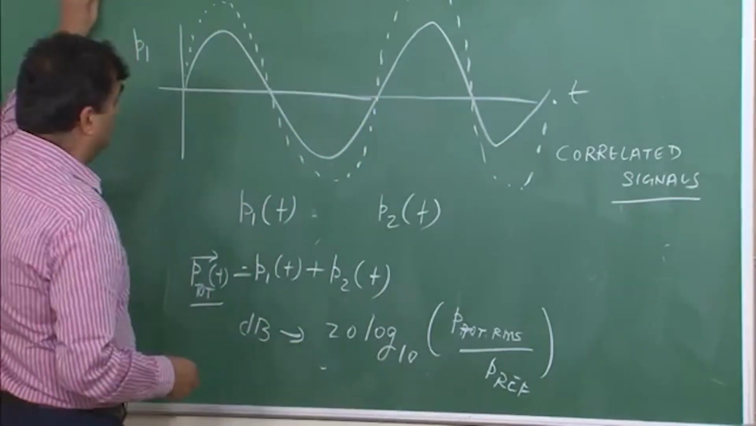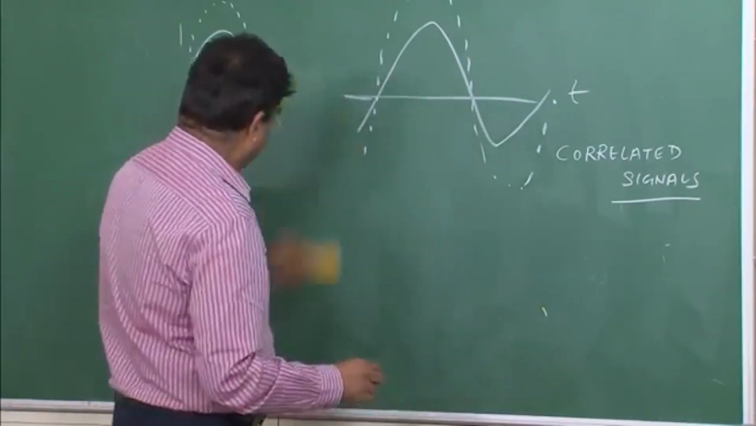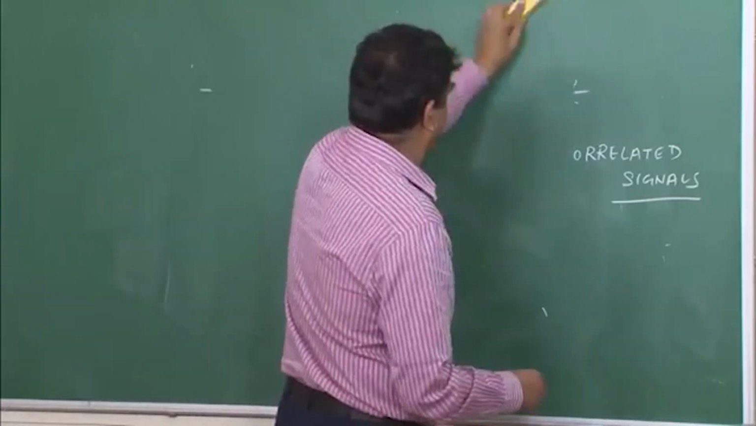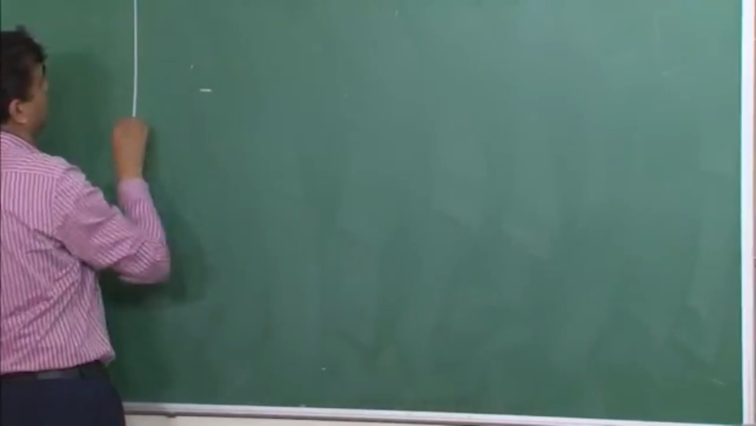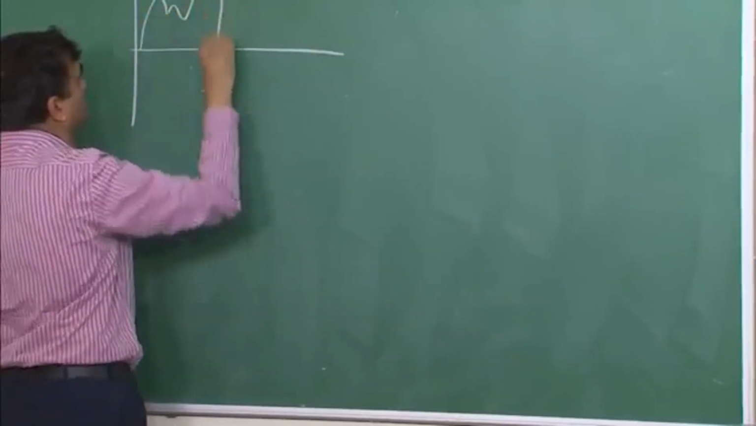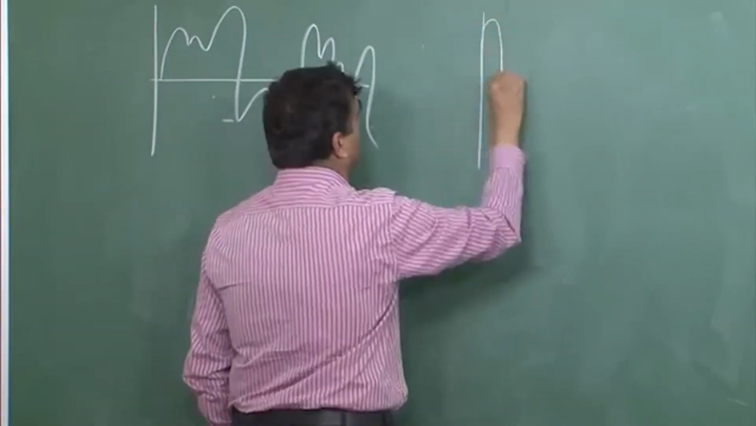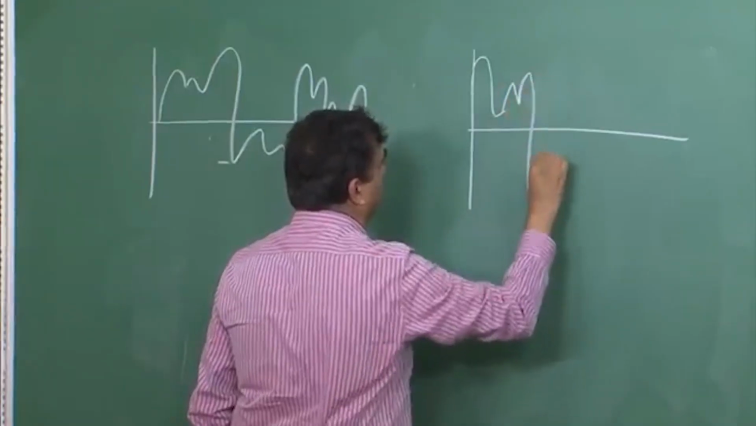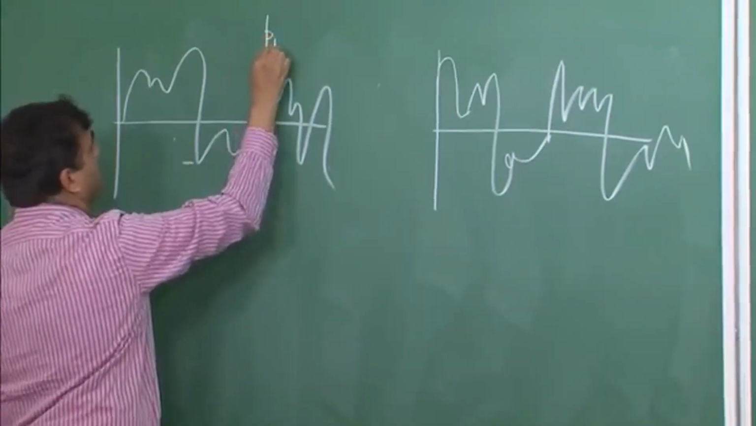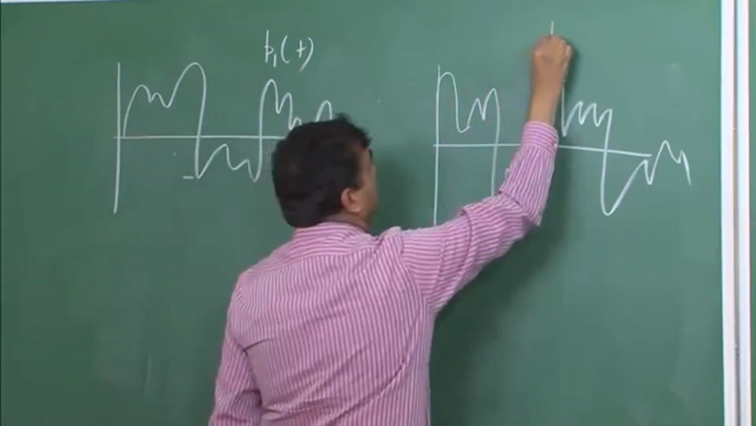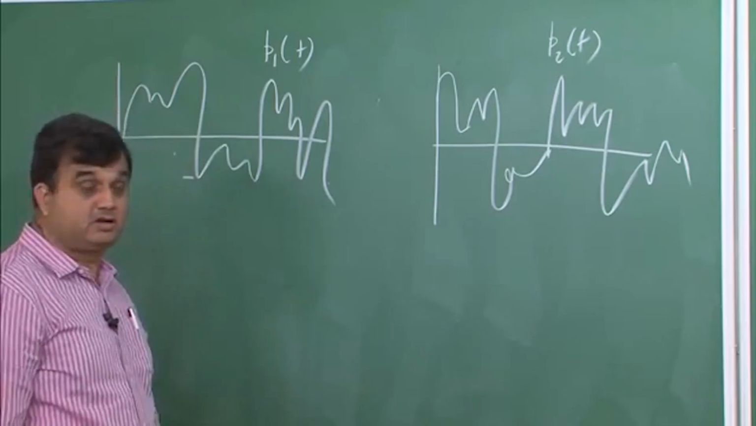Now I will do another example. If the signals are not correlated, so suppose there is one signal and then there is another signal, so this is signal 1, this is signal 2, and both of these are not correlated.